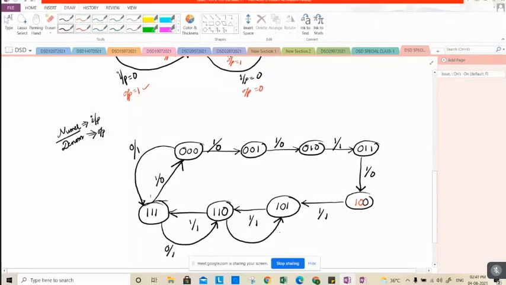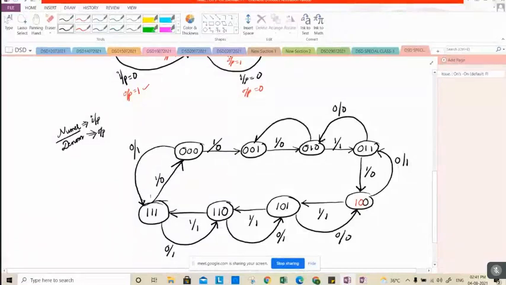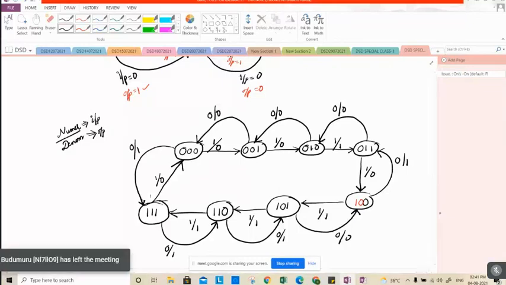This is again 0 by 1. What about this condition? 0 by 0. 0 by 0, perfect. And what about this? 0 by 1. 0 by 1. What about this? 0 by 0. 0 by 0. What about this? 0 by 0. 0 by 0. Right.